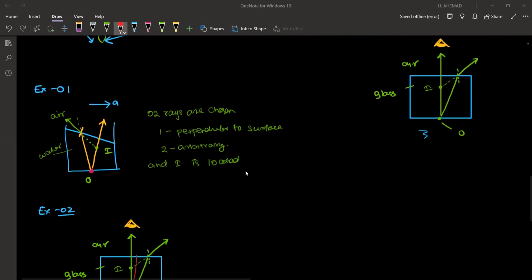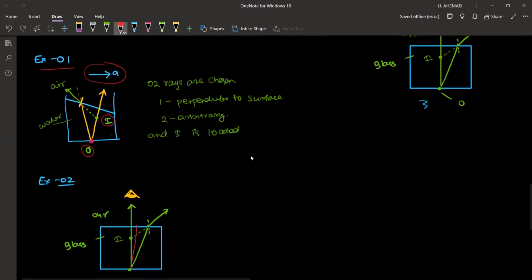Example one. In example one, we have a beaker of water and it is accelerated towards right. Then the question is to locate the image I. The object is placed beneath this beaker. So when I accelerate towards my right, this becomes slant. To locate the image, we need at least two rays. And we choose two rays.